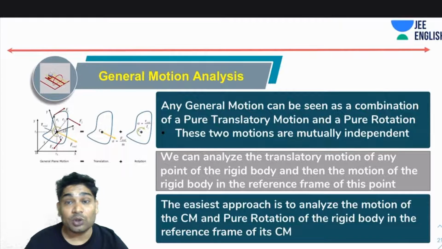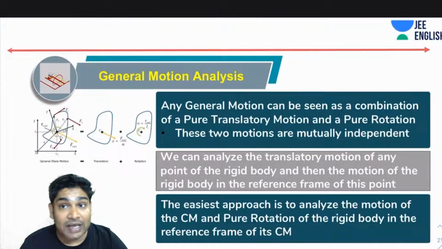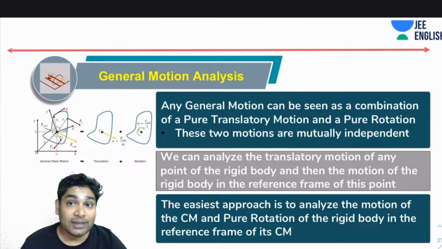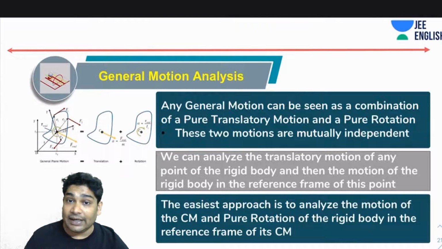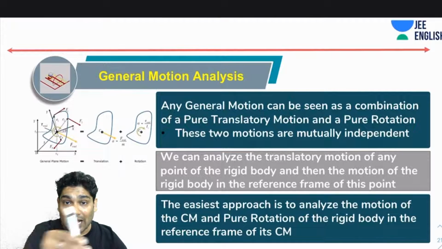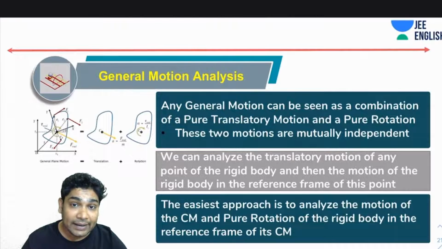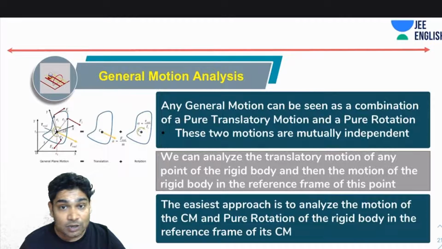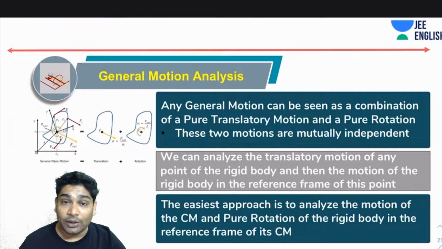Anyhow, so as I said, any general motion can be seen as a combination of a pure translatory motion and a pure rotation. These two motions are mutually independent. That is what you need to remember. That is what is very, very important. That the pure rotation and pure translation in a general motion are mutually independent things, which means one does not affect the other. So that is the idea that I'm going to use for analysis.